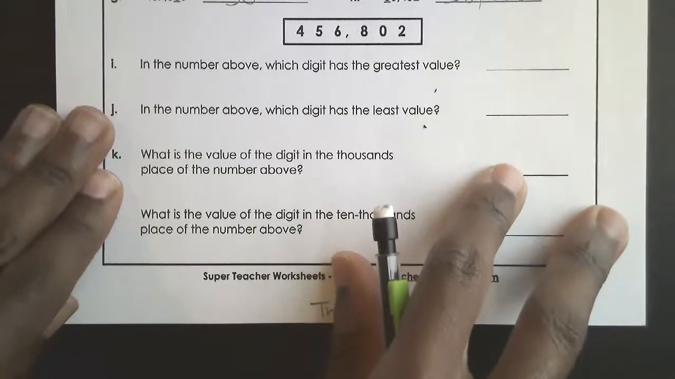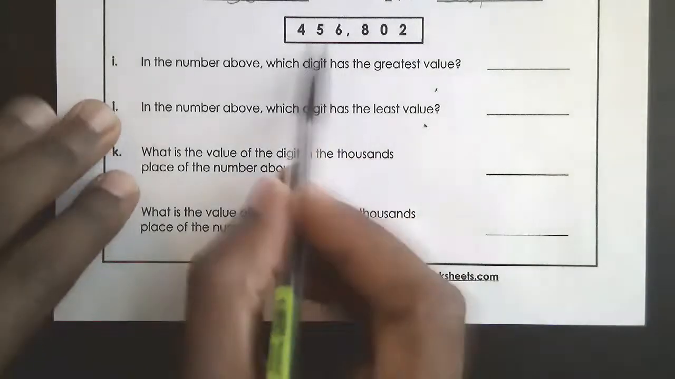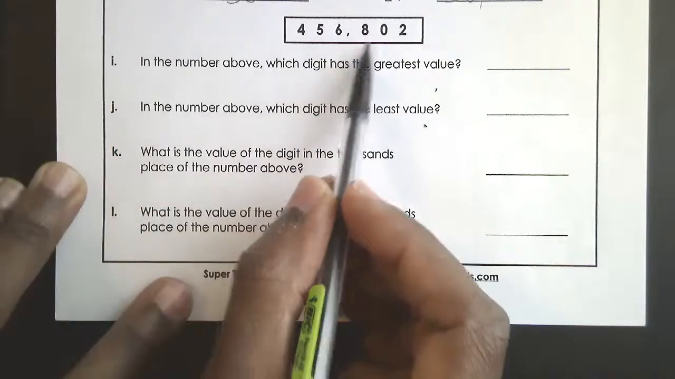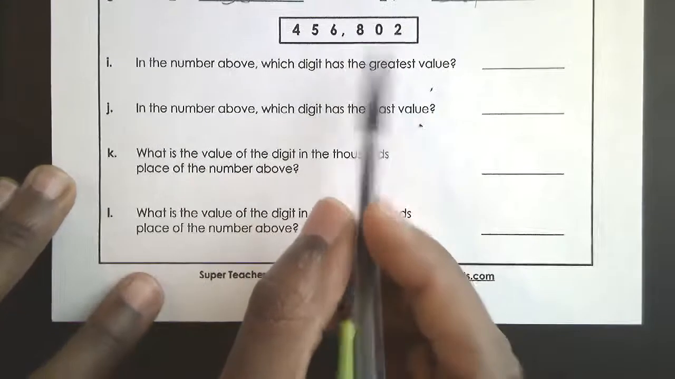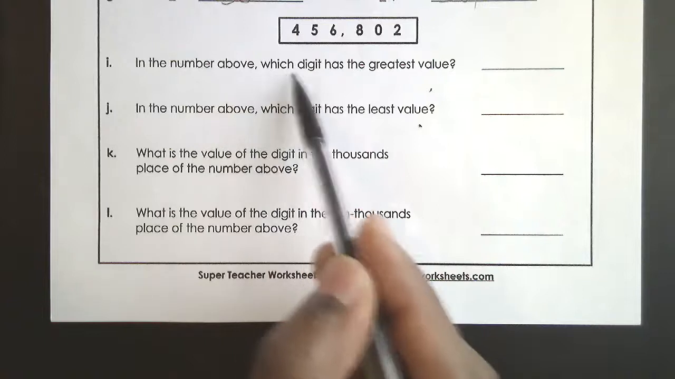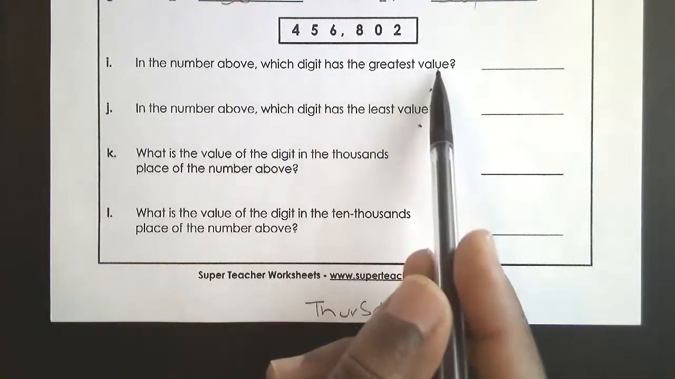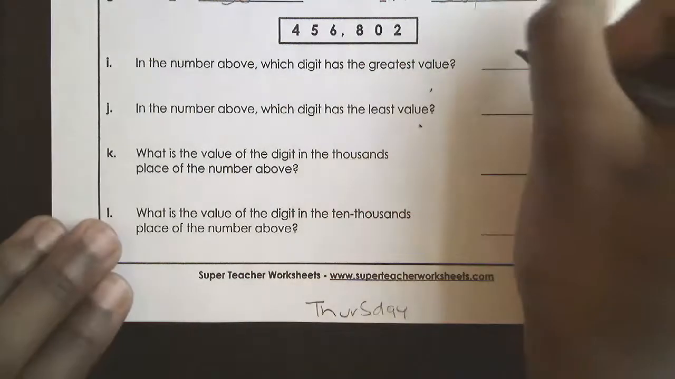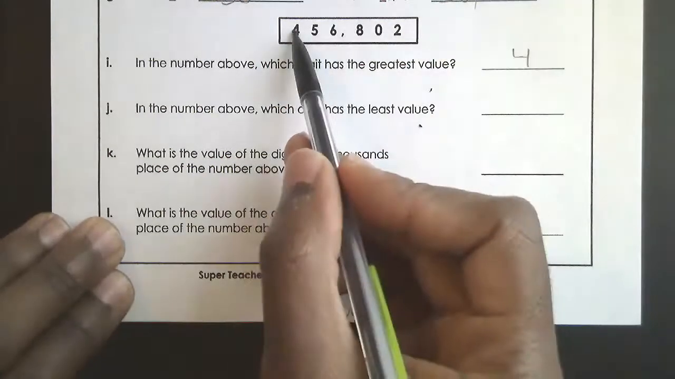Let's see. All right, here we have our number, 456,802. It looks like we're going to be using this number for all of these questions, all right? So it says, in the number above, which digit has the greatest value? So which digit is farthest to the left? And that is the 4. That 4 is in the hundred thousands place, okay?